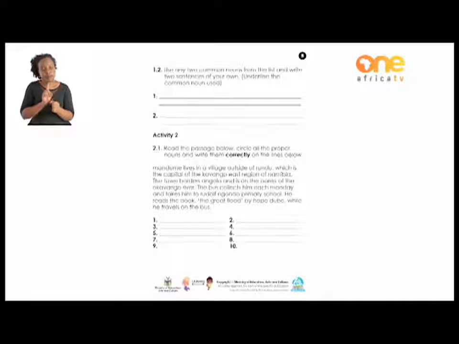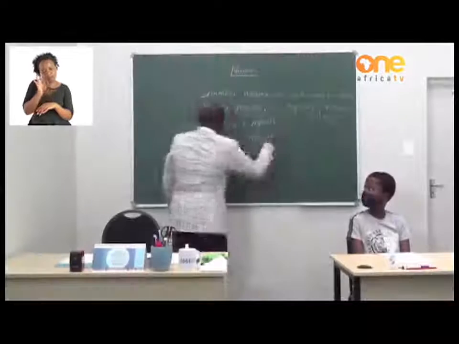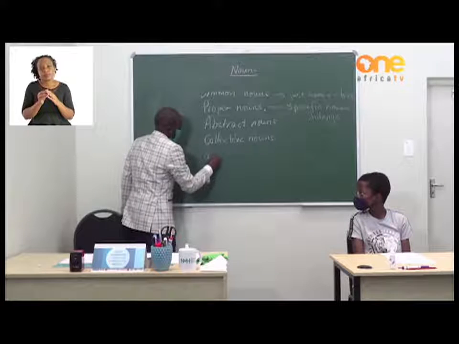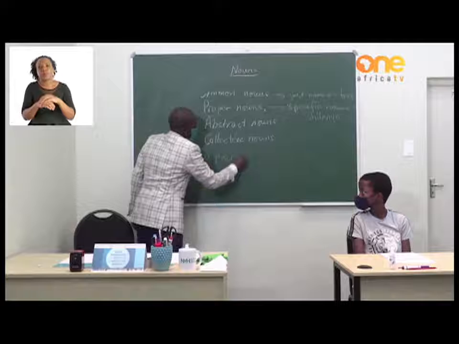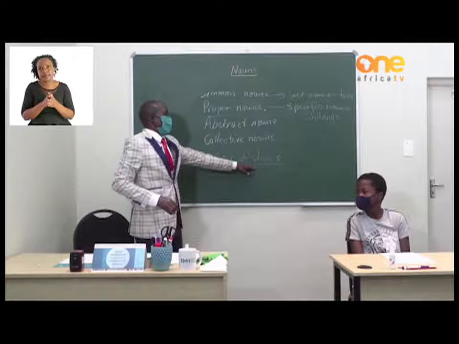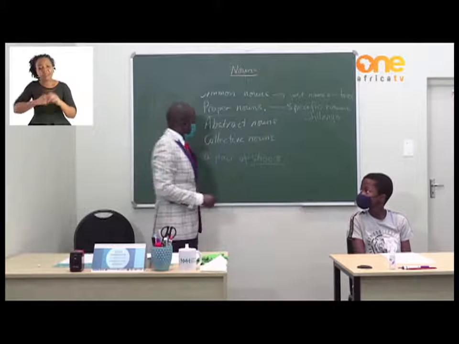The first one says, use any 2 common nouns from the list and write 2 sentences of your own. Underline the common noun used. For example, I will choose shoes, a pair of shoes. This word shoes is my noun, and I want to use it in a sentence.